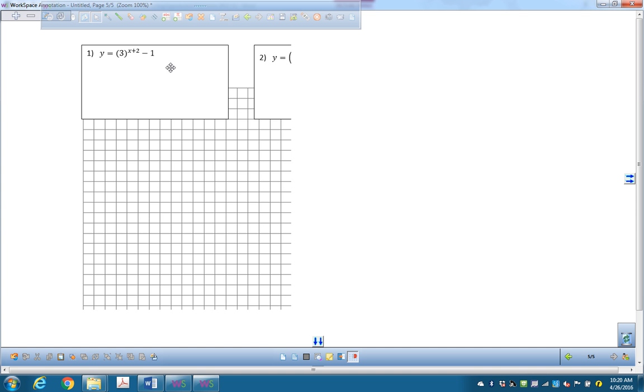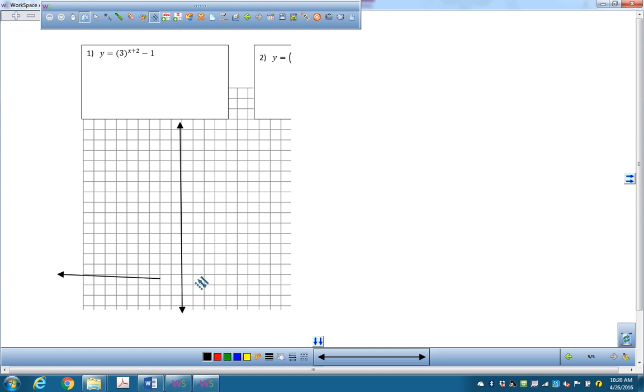y equals, so the way I could do this is by first graphing the line. Do this on your paper. David, do this. Again, this is never going to hit the x-axis. Okay? y equals 3 to the x. I'll show you 2 ways to do this.